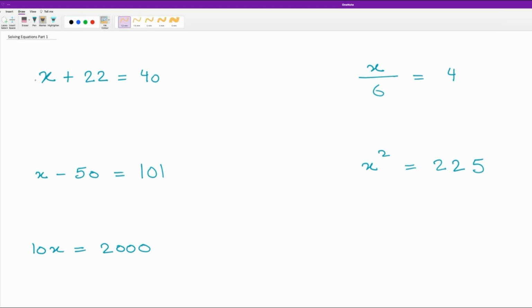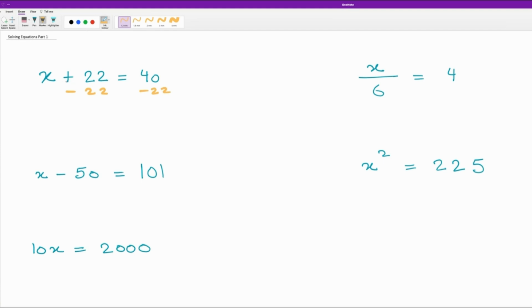The purpose is to find x, and to do that, we need to isolate this. To isolate this, I have to move this plus 22 over to the other side. Whenever we're moving things over the equal sign, we need to do the opposite of what it's doing to the variable. The opposite of plus 22 is minus 22, and we do that to both sides.